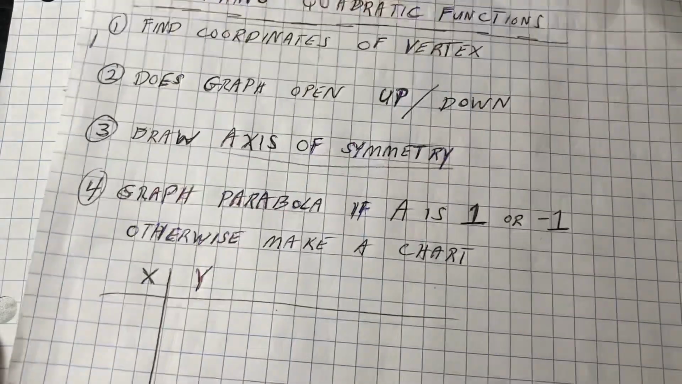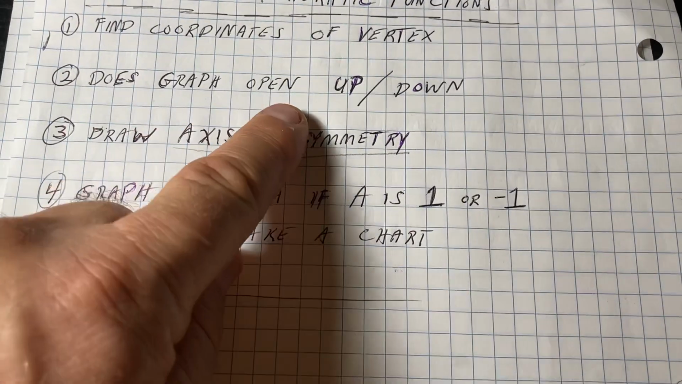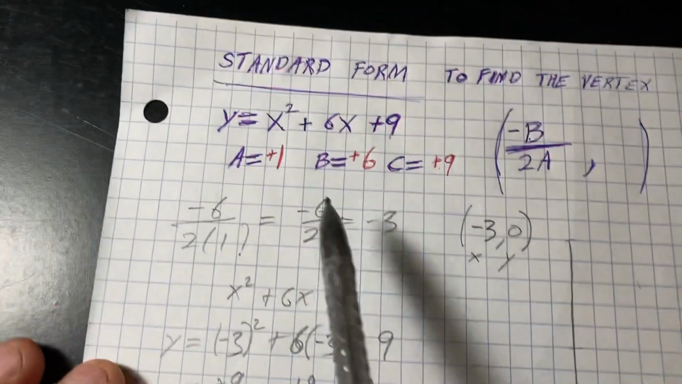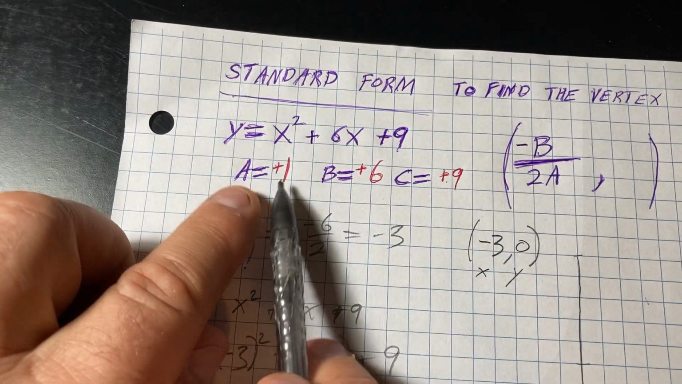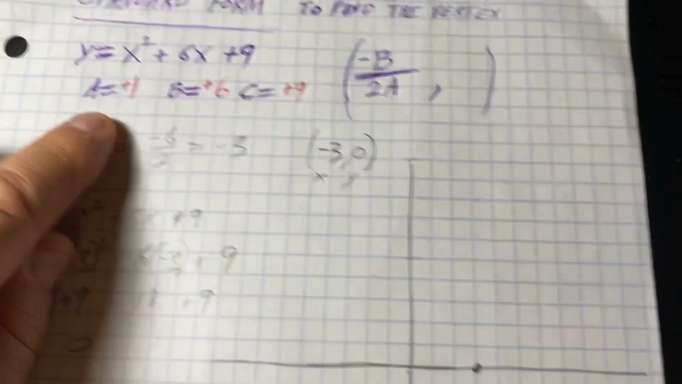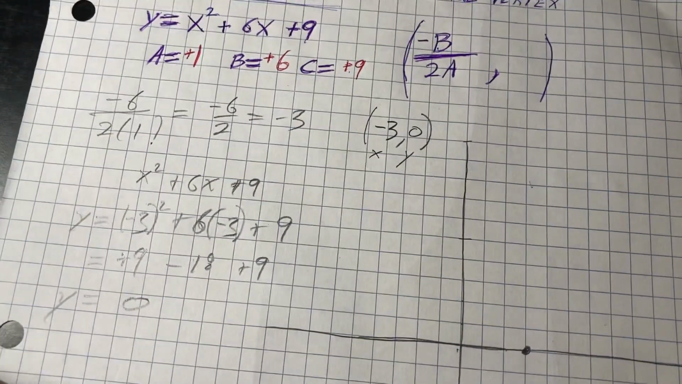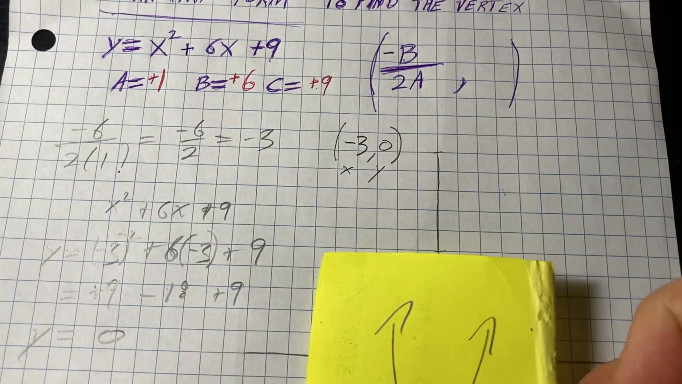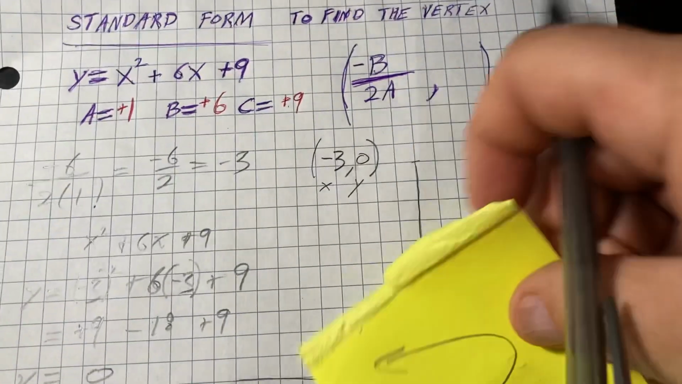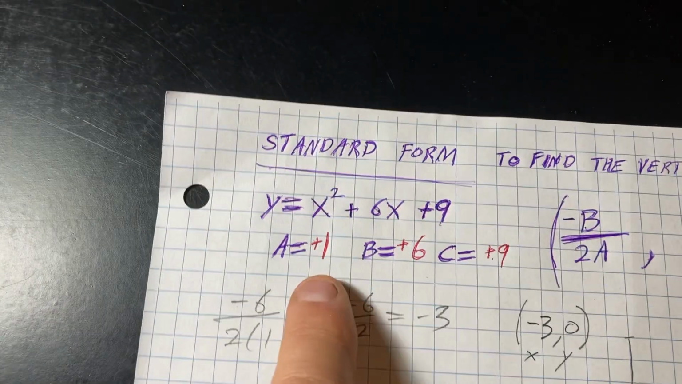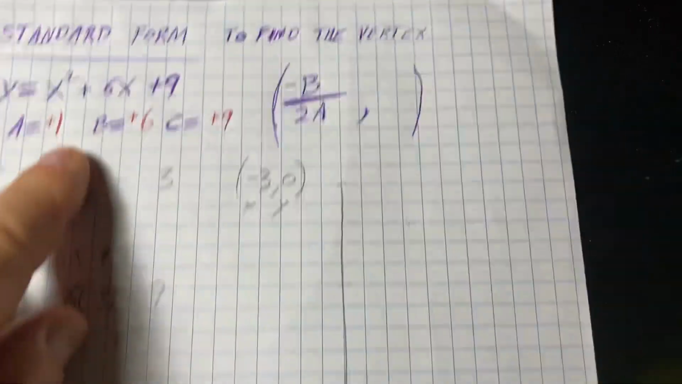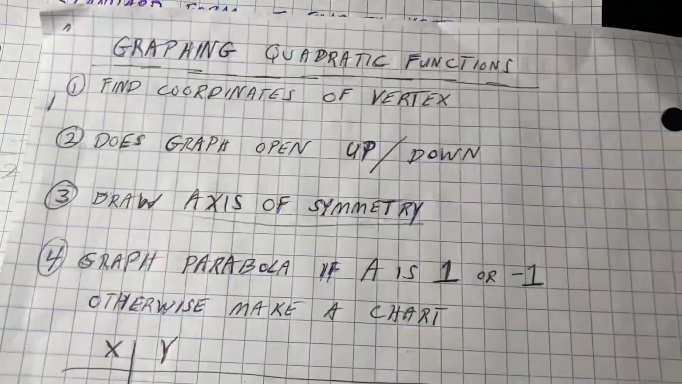Okay. Does the graph open up or down? You have to find the value of a. It's the same thing as before. You look at your value of a. It's a positive. That tells me it's going to open upwards. So I know when I graph it, it's going to open upwards. It's not opening downwards. It has to open upwards because a is a positive.